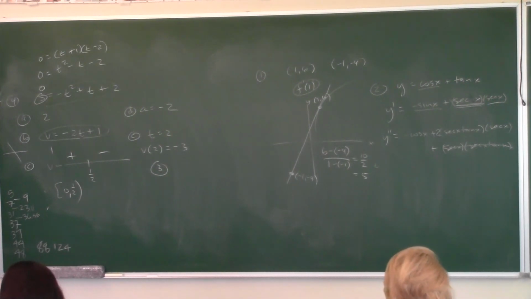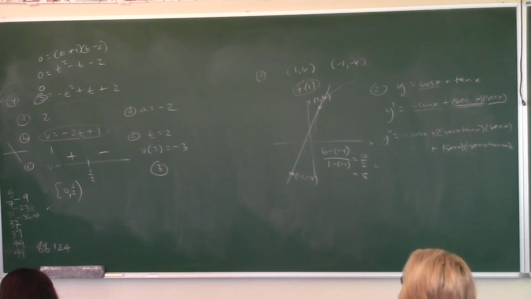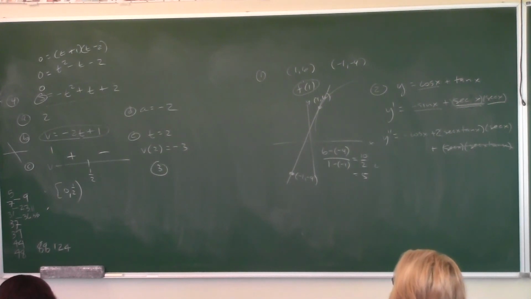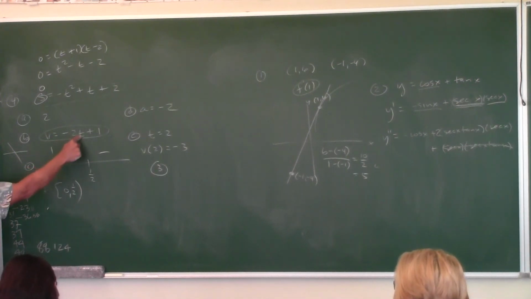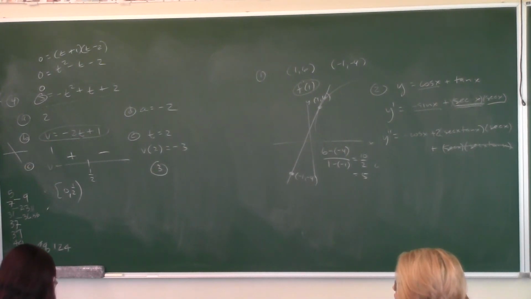Question. Oh, mine is B1. Or, oh no, never mind. Because they asked for the initial velocity, right? Yeah. So that means plug in 0 into the velocity equation. So 0 plus 1.